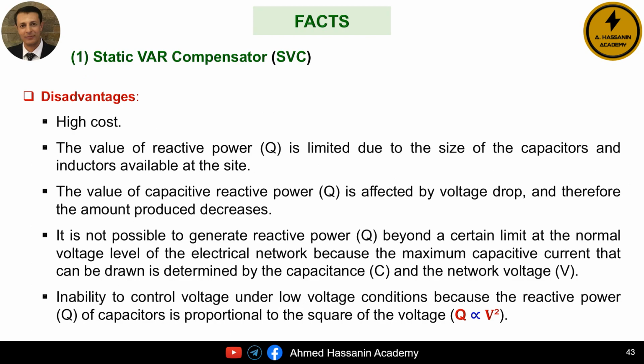However, the disadvantages of Static VAR compensator devices include: first, high cost. Second, the size of the reactors and capacitors is somewhat limited, and therefore the amount of reactive power that can be generated or absorbed will also be limited. Third, the capacitive reactive power is affected by voltage reduction. This, of course, means that the generation of capacitive reactive power will decrease with the drop in the electrical network voltages, since reactive power is directly proportional to the square of the voltage value.